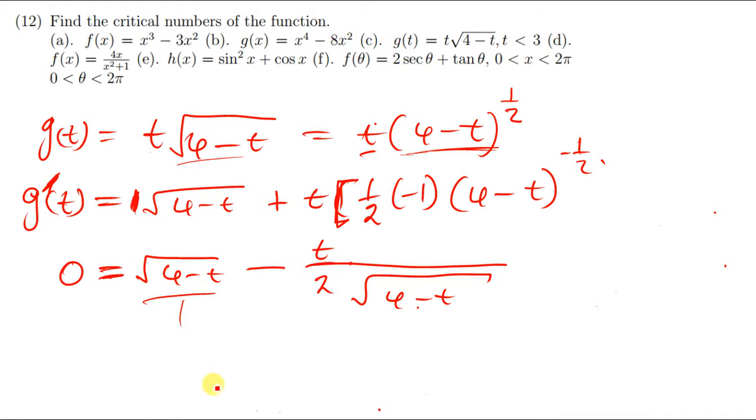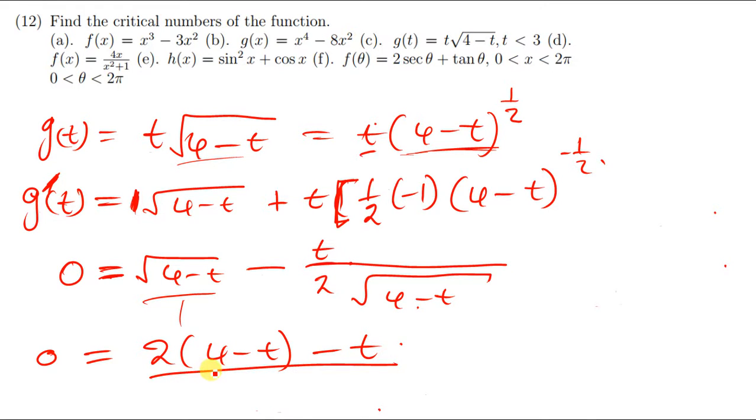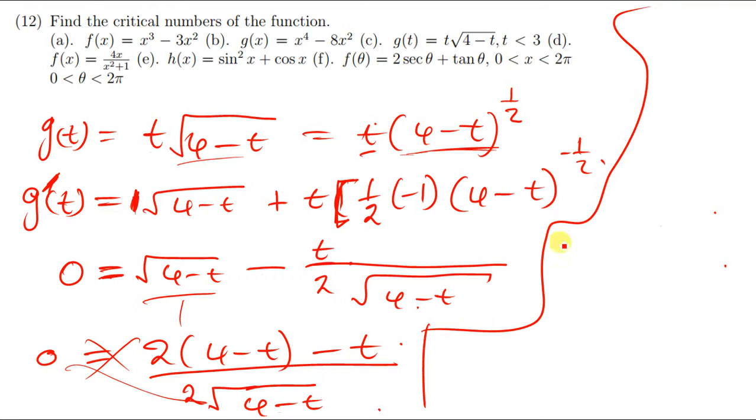let me express this as a single fraction. So I'm going to have this times that. I'm going to get something like this. So I have a 0 this side, then I'm going to get 2 open brackets 4 minus t, then minus t this side, then everything over 2 root 4 minus t. So when we do the cross multiplication, this will get to 0. So we're just going to remain with 0 is equal to 2 times 4, that will give us 8, 2 times negative t, that will give us negative 2t, then minus t. So we are going to have 8 minus 3t is equal to 0.